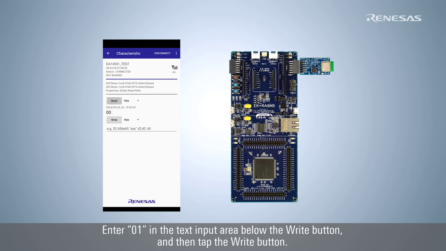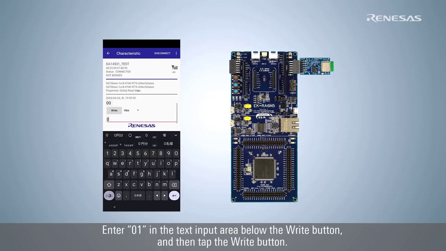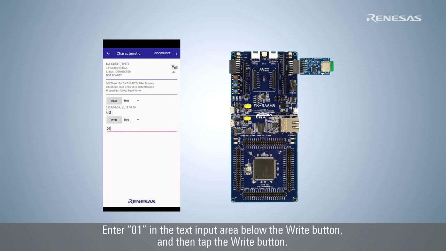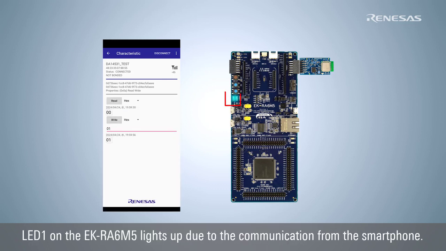Enter 01 in the text input area below the right button, and then tap the right button. LED 1 on the EK-RA6M5 lights up due to the communication from the smartphone.